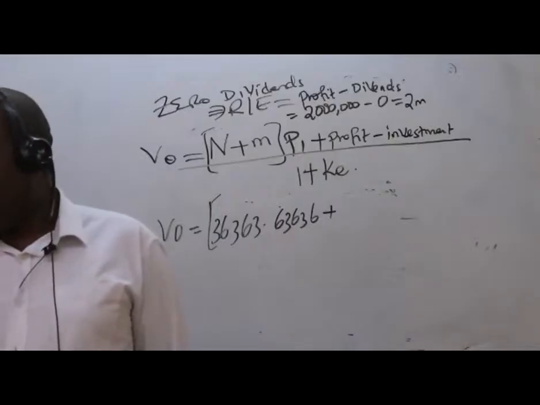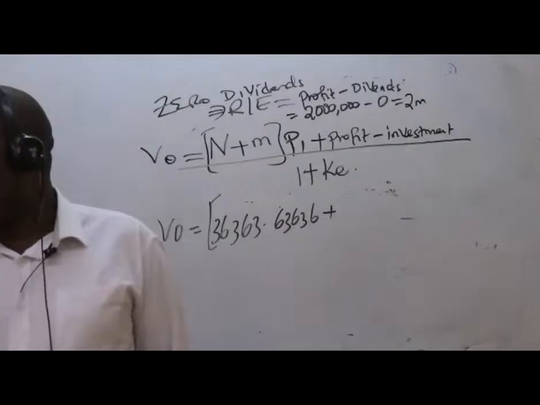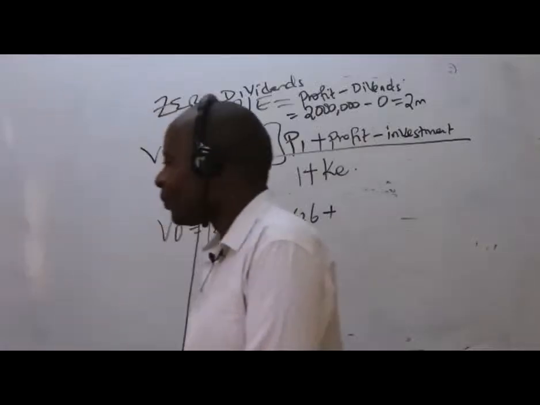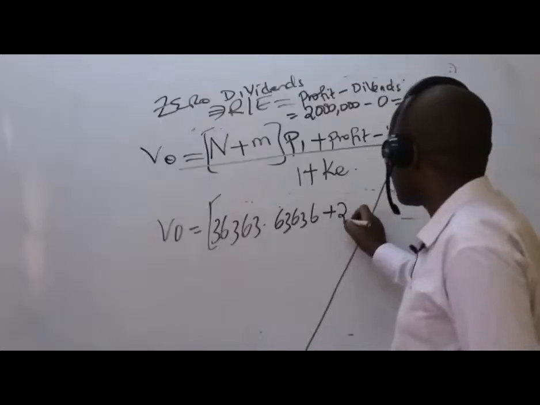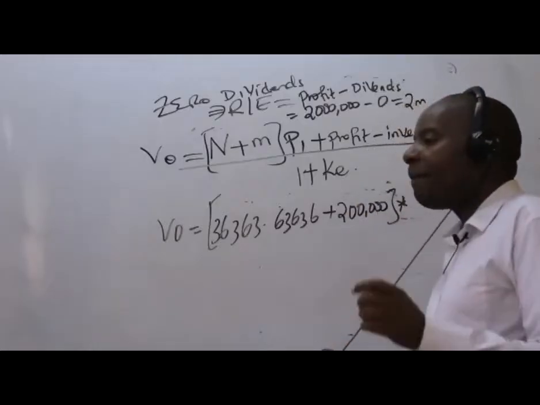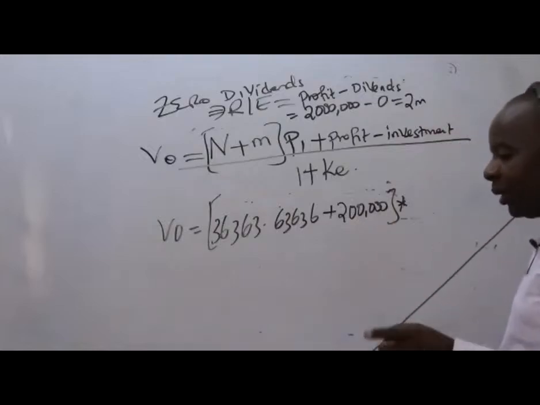Are you able to see the old number of shares somewhere? The old number of shares in the question, yes, they are right. The company currently has 200,000 shares. So, ladies and gentlemen, what we have here will be plus 200,000 multiplied by P1. Who is able to give me the P1 to use?